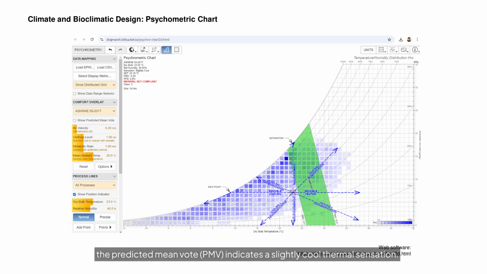The predicted percentage of dissatisfied, PPD, is around 5.8%, meaning roughly 94% of occupants would still find this environment acceptable. A slight increase in the operative temperature by about 1 degree Celsius would bring this point into the green comfort zone, achieving compliance with the standard.